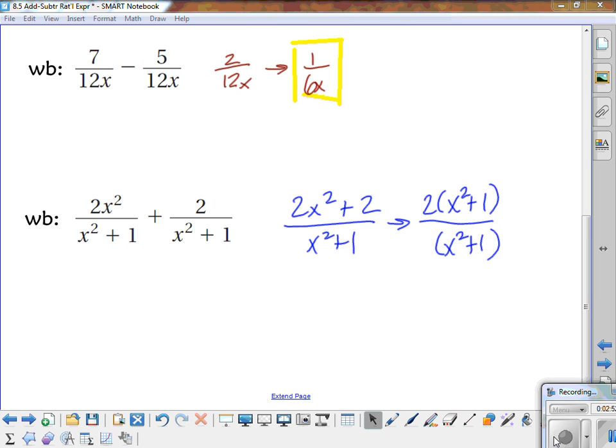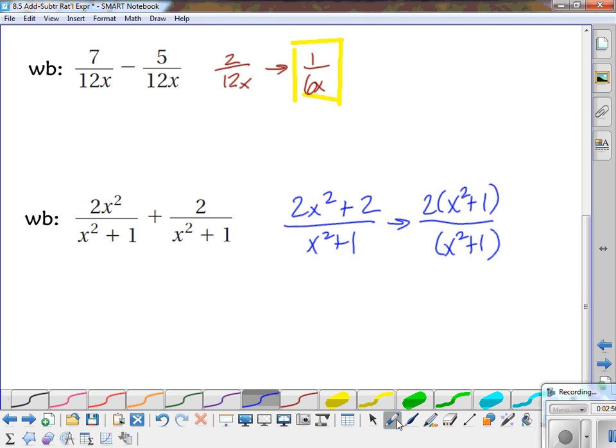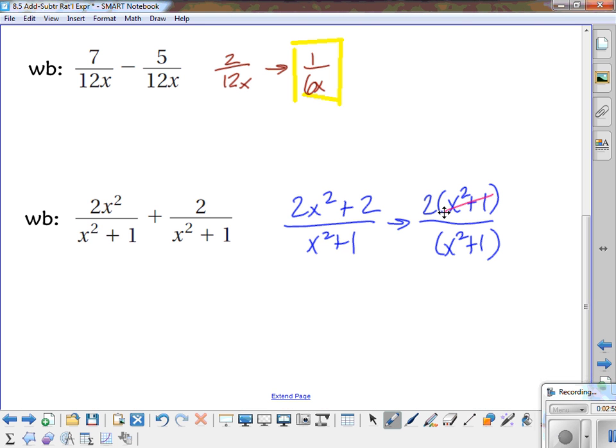All right, so when we add them together, we got the 2x squared plus 2. We can factor out the 2, which is the greatest common factor. And our final answer is just 2.